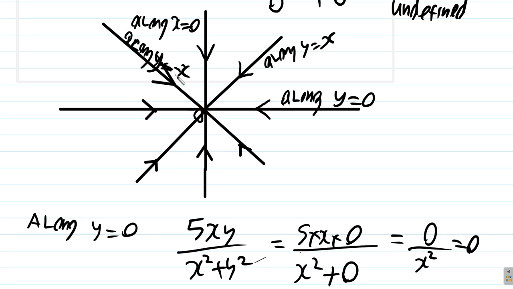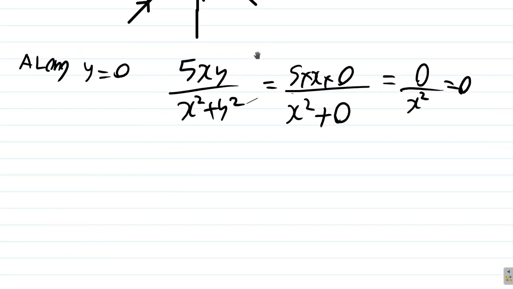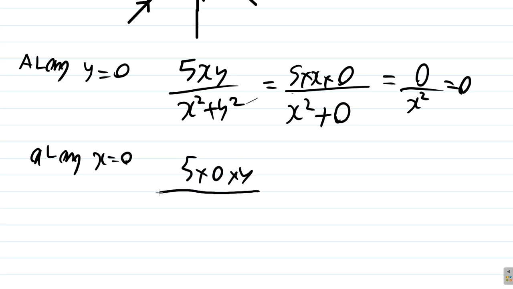Suppose we move towards it along x equals 0. What would happen? 5 times 0 times y over 0 squared plus y squared. This would be 0 over y squared, which is 0. Both of them coincide so far. But we cannot make a conclusion yet.